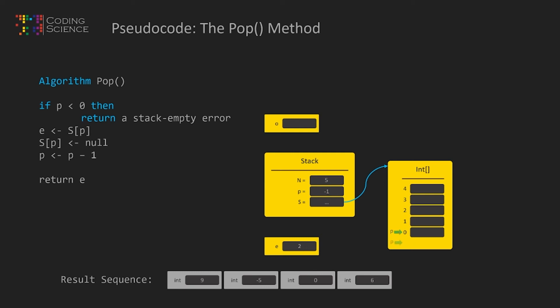Then the pointer jumps down outside of the array. So now we didn't get any error. We emptied our stack. But what if we are trying to pop again, what would happen then? Well, P is now inferior to 0. We would generate an error.